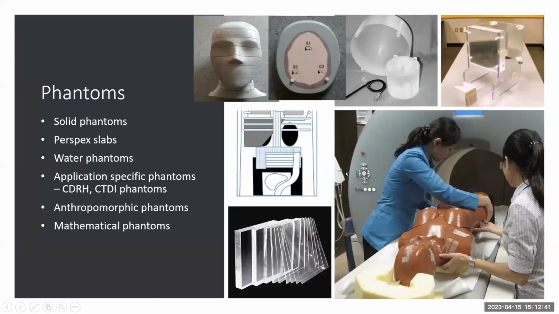In terms of phantoms, you can use a large range of different phantoms. If you have solid phantoms, perspex is very convenient to use. Even water phantoms, boxes of water, are very simple. Or application-specific phantoms like the CDRH phantom, the CTDI phantom, the anthropomorphic phantoms. If you have one, it's very convenient if you want to put dosimeters in different locations to simulate the organs. And of course, for those using the mathematical model, the Monte Carlo simulation, they will use mathematical phantoms.